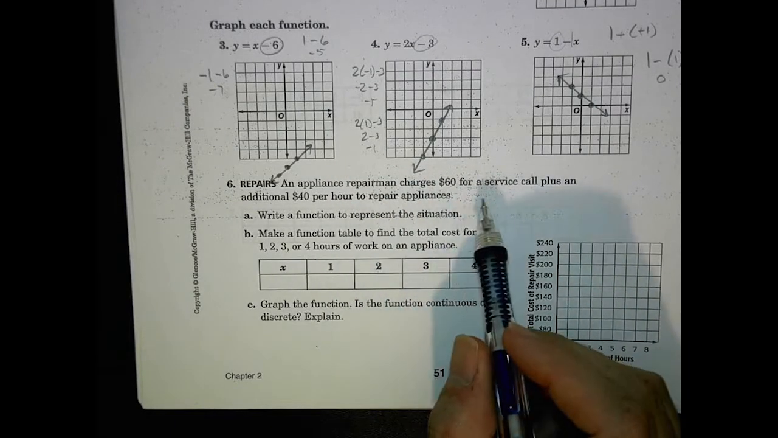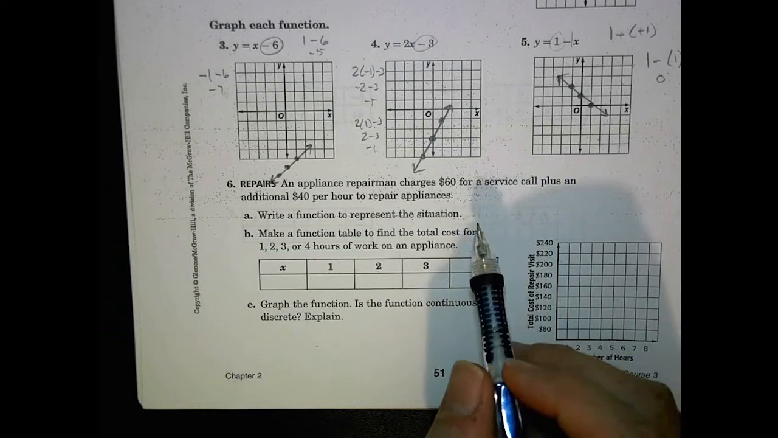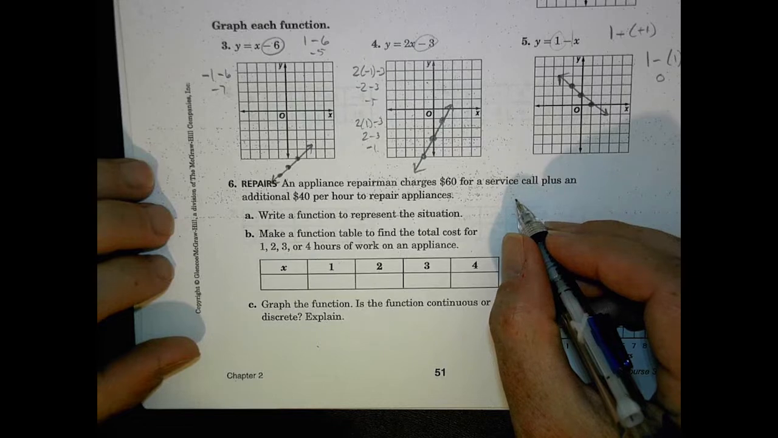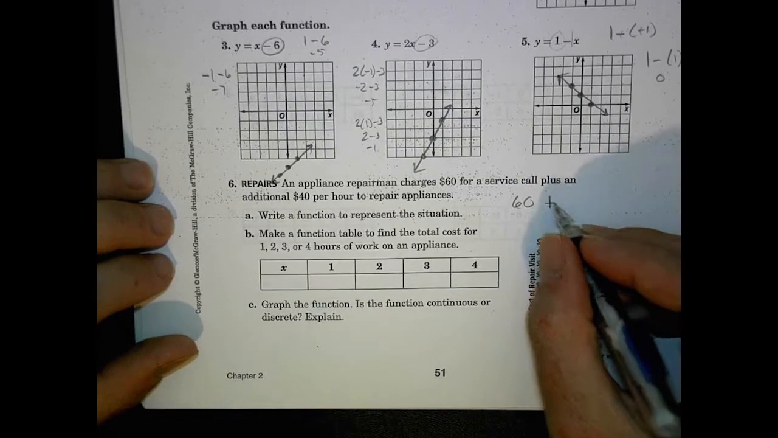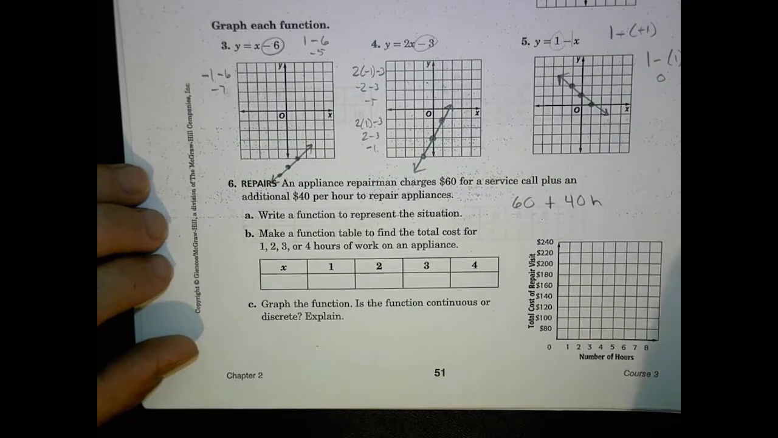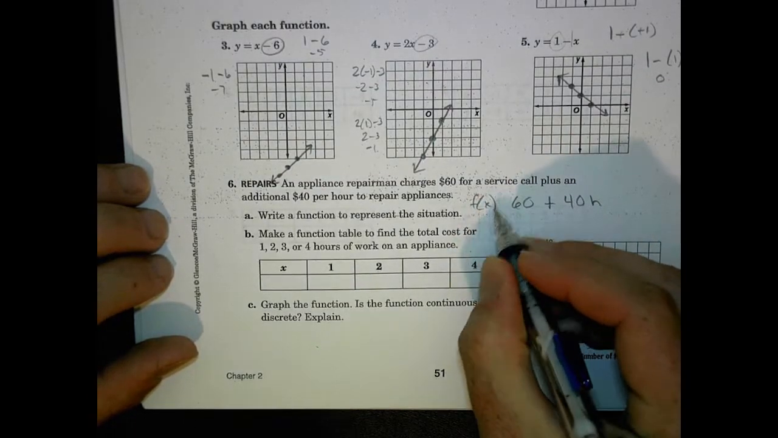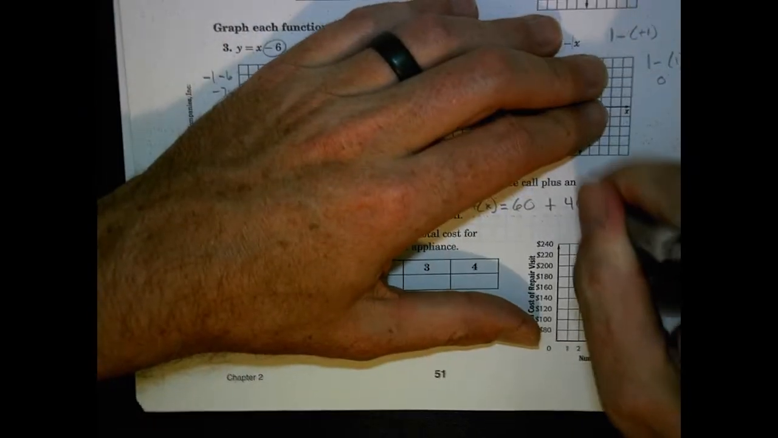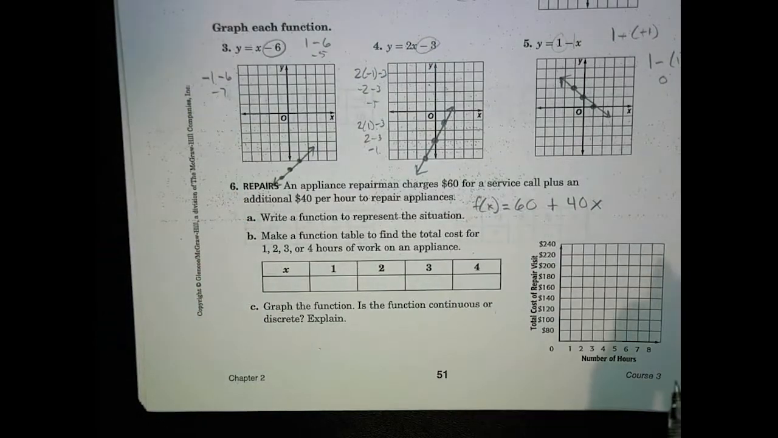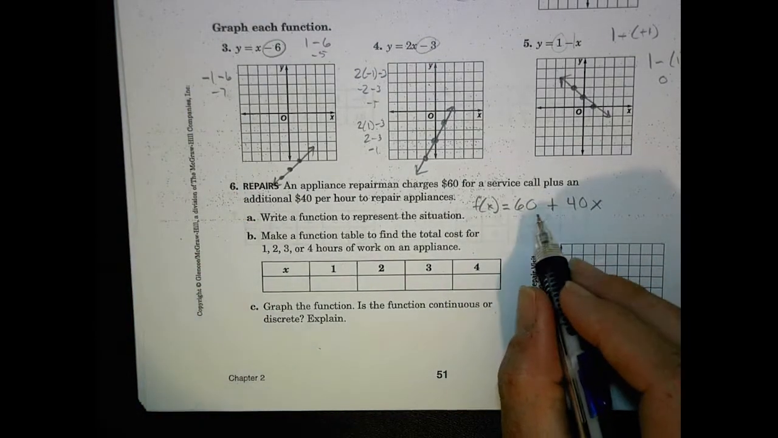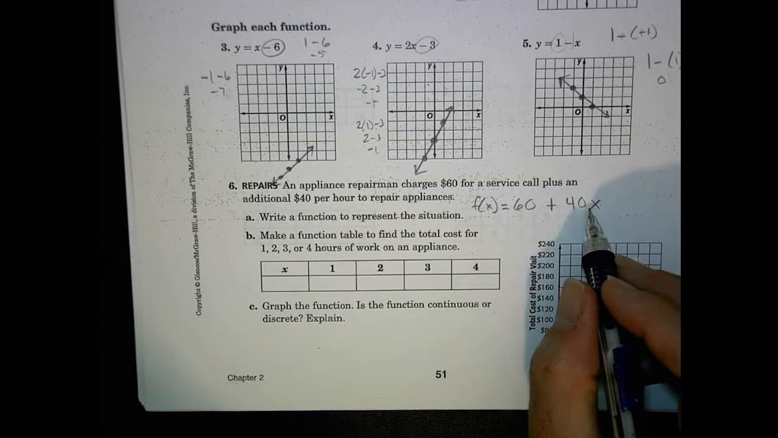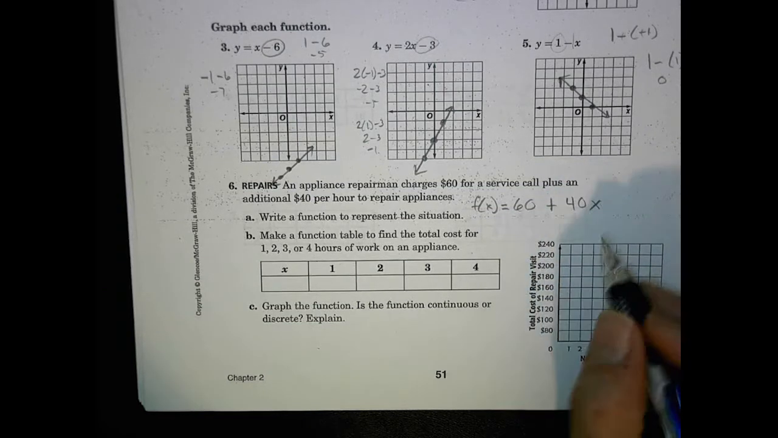An appliance repairman charges $60 for a service call plus an additional $40 per hour to repair the appliances. So essentially he charges $60 to come over plus $40 for every hour to repair the appliances. Write a function to represent this situation. So the function of x equals 60 plus 40x, where x stands for the number of hours. That becomes your function table. Because it costs $60 no matter what, and if he comes out for 0 hours, it still costs $60 to be there. 1 hour is 60 plus 40, 2 hours, and so on.